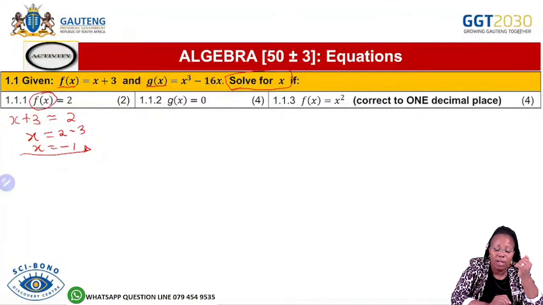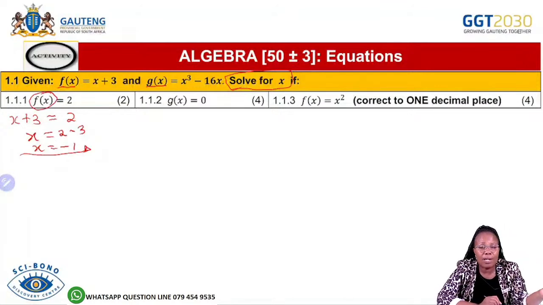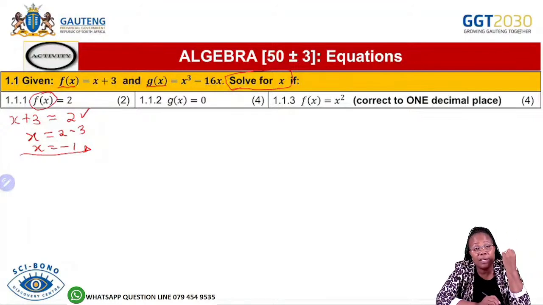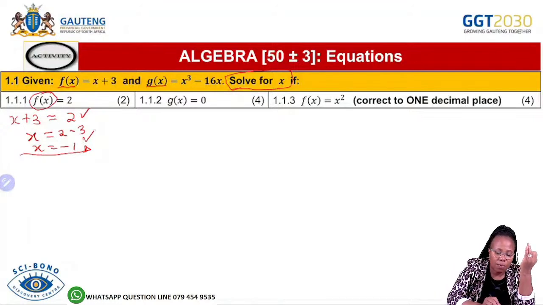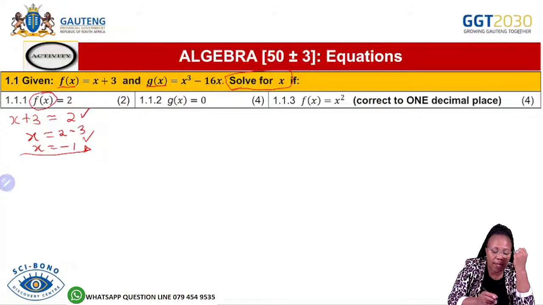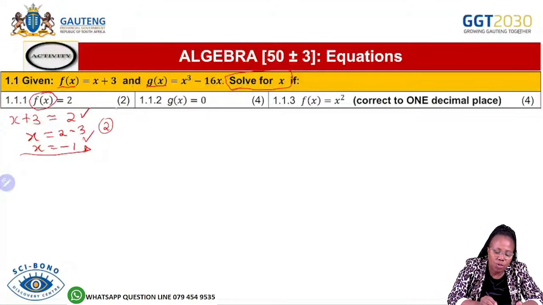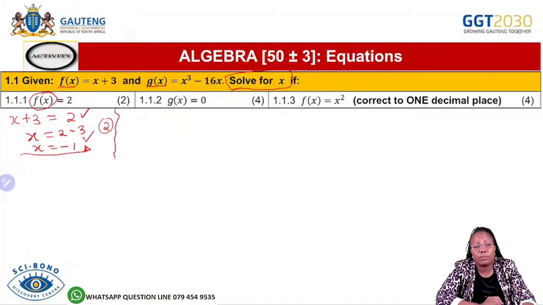Okay, great terms. And then this is allocated 2 marks. The first mark will be for substituting the x plus 3. And then the second mark will be for your final solution, x is equal to minus 1. That is your 2 marks, great terms. And then 1.1.2, let's continue. Grade 12, do not mix them. You must be careful. You are given 2 equations. You have to listen to your question. Which one must you select to solve that one?